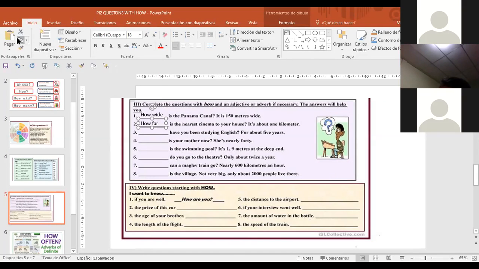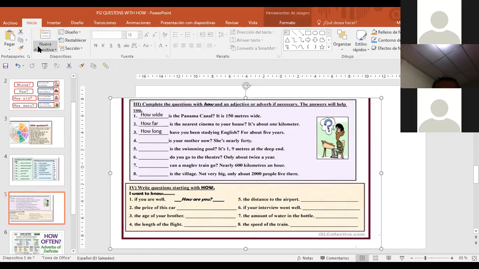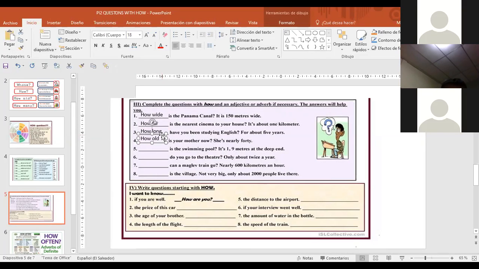Okay, number three. What do you think? How long? Is studying English for about 5 years. So we are talking about time. How long? Yes, how long? Very good. What about number four, my dears? What do you think? The question says, your mother now? She's nearly 40. How old, right? Because we are talking about age. Very good.